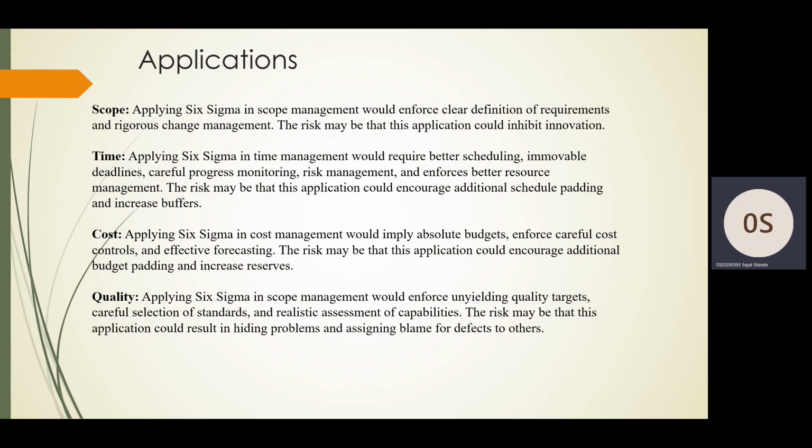The fourth one is the quality. Applying Six Sigma in quality management would enforce unyielding quality targets, careful selection of standards, and realistic assessment of capabilities. The risk may be that this application could result in hiding problems and assigning blame for defects to others.